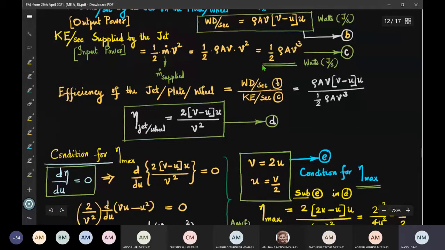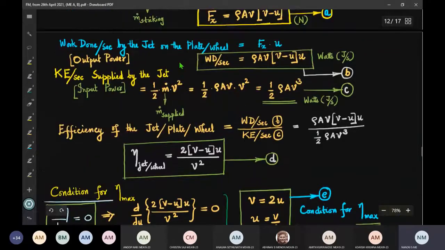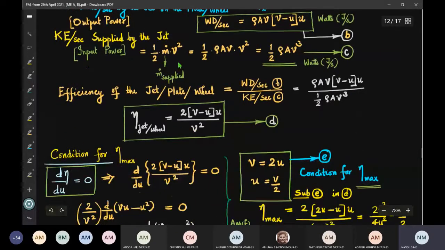So we have the work done per second and the kinetic energy per second, and we can now find the efficiency. But remember, here you can call it the efficiency of the jet, or the efficiency of the plate, or the efficiency of the wheel, because we are using a wheel for power generation. A series of vanes are fitted on the periphery of the wheel.